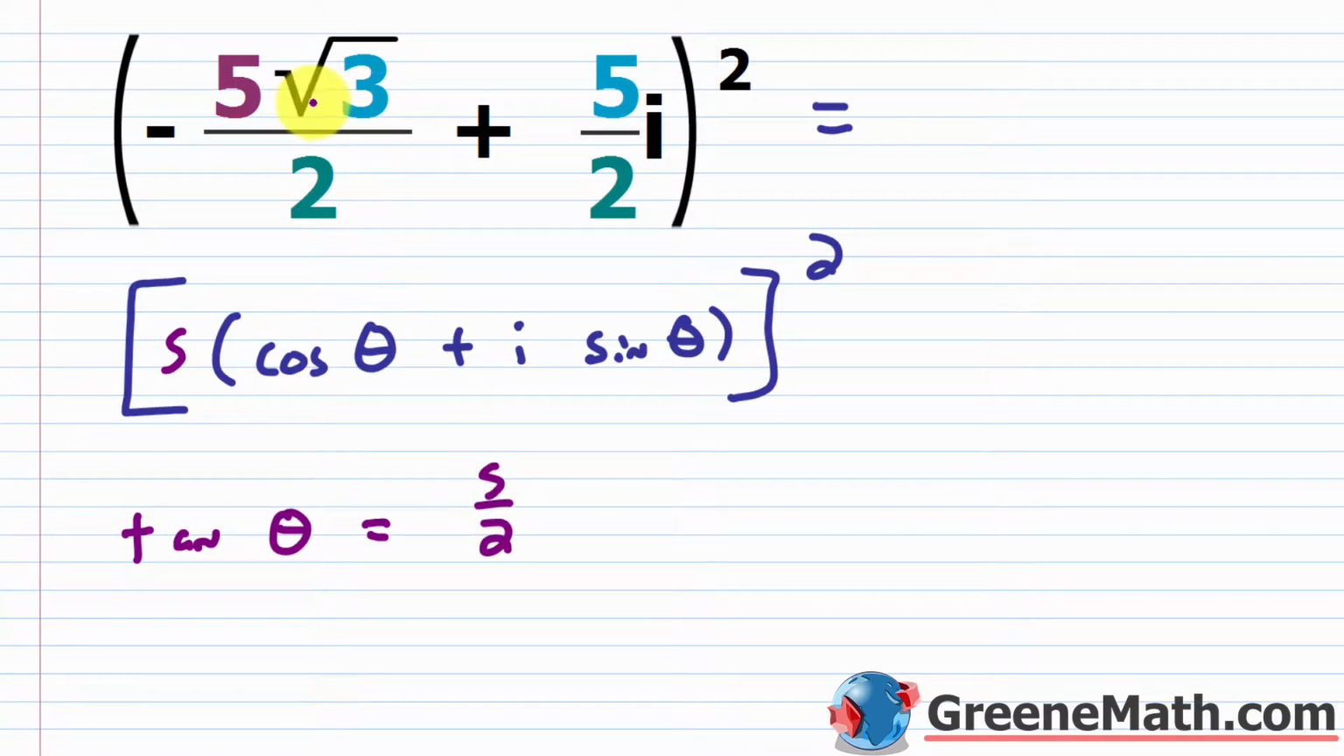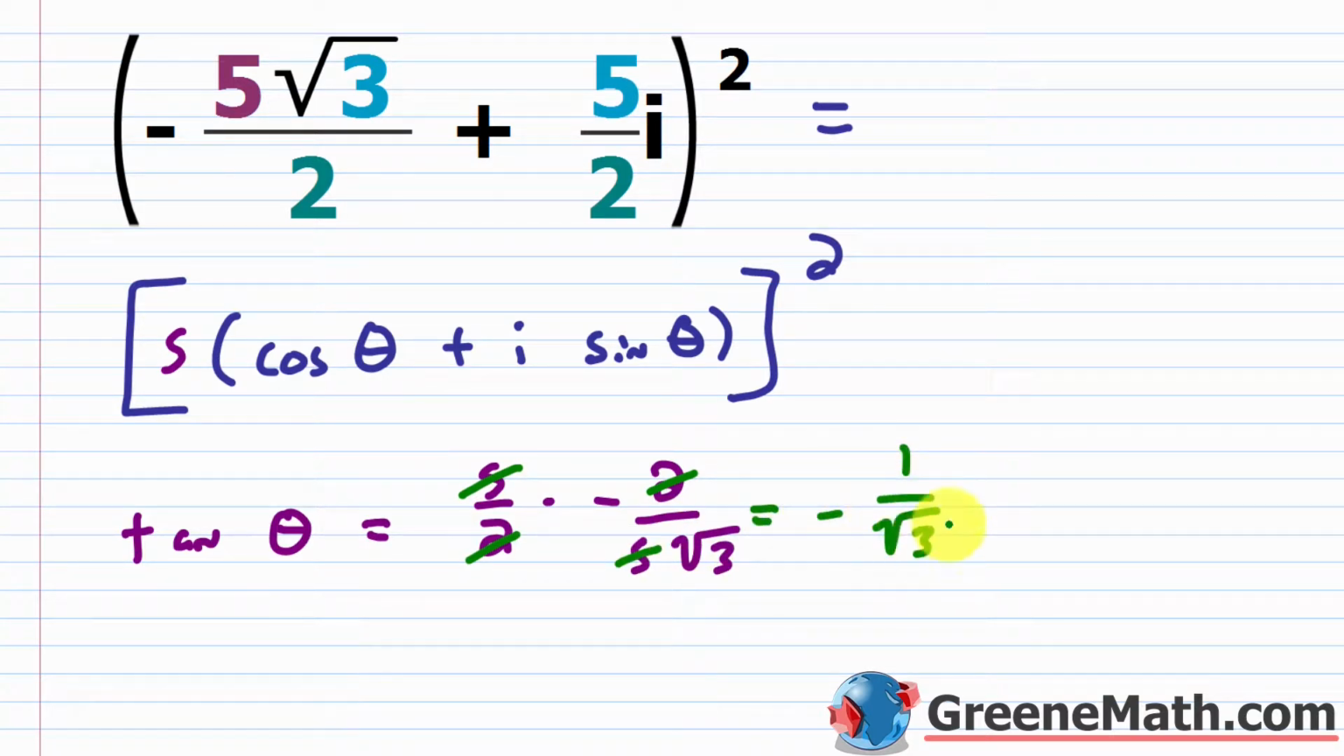Then I'm dividing by a fraction, so I'm going to multiply by the reciprocal. The x part, or the real part, is going to be the negative of 5 times square root of 3 over 2. I'm going to flip that, so I'm going to put 2 over 5 times square root of 3. Okay, I'm dividing fractions, that's why I did that. So what I would see here is that this would cancel with this, and this would cancel with this. So I have the negative of 1 over the square root of 3.